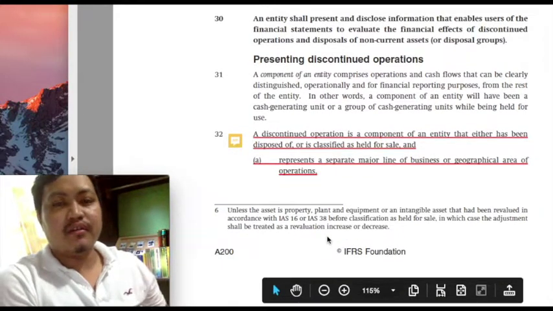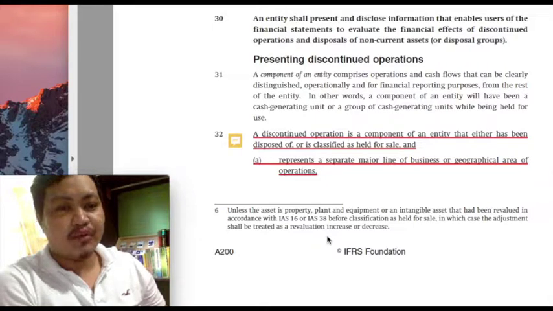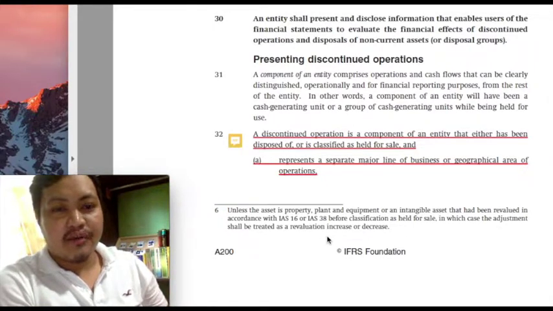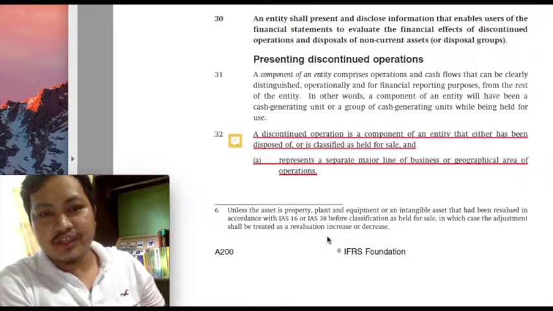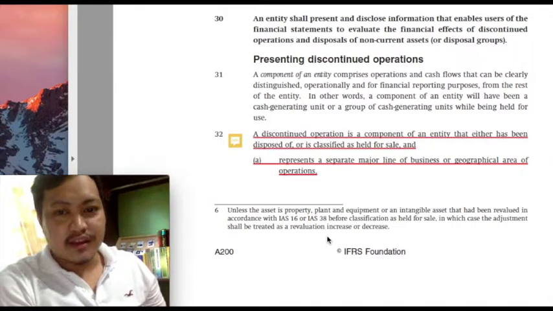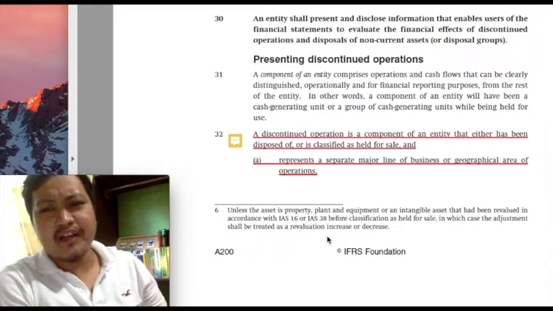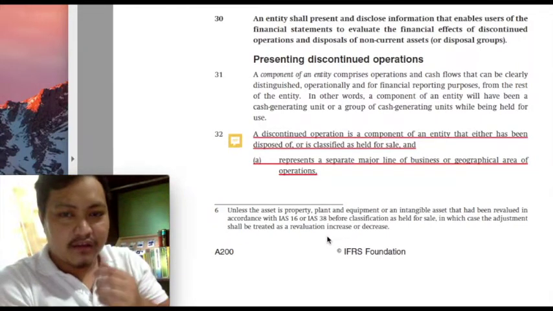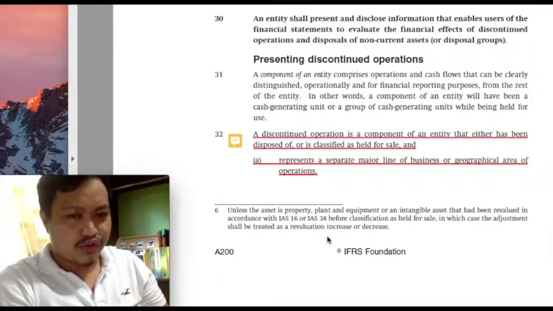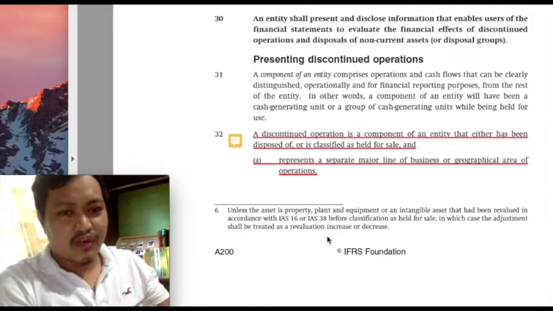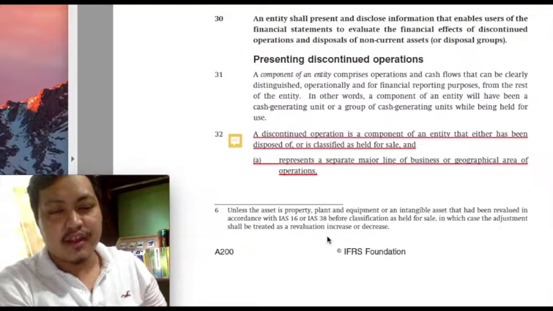Two important terminologies are defined here, class: in paragraph 31, component of an entity, and paragraph 32, a discontinued operation. A component of an entity comprises operations and cash flows that can be clearly distinguished from the rest of the entity, class. In other words, a component of an entity will have been a cash-generating unit or a group of cash-generating units while being held for use. Okay, this would normally be asked as a multiple choice question. You'll be given a definition, and one of the choices would be component of an entity. So just take note of the definition, class.